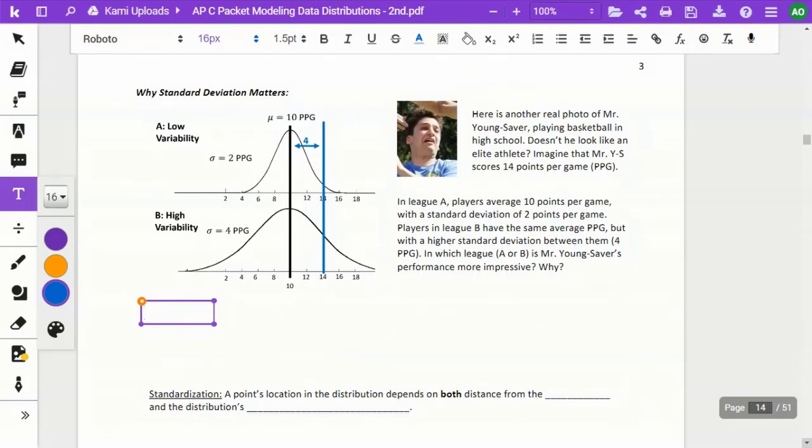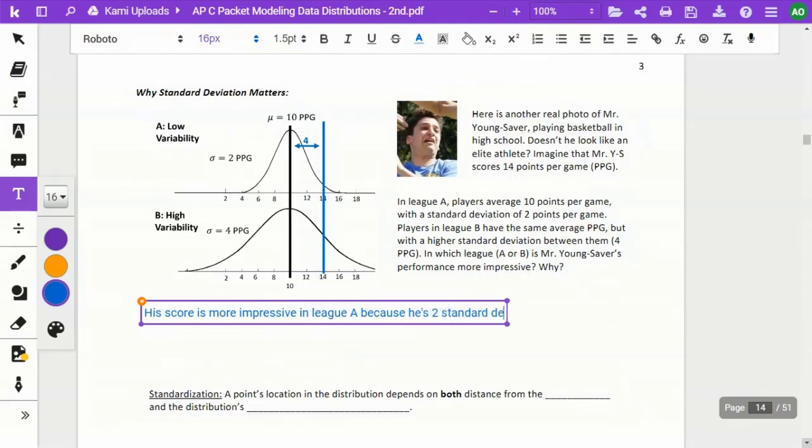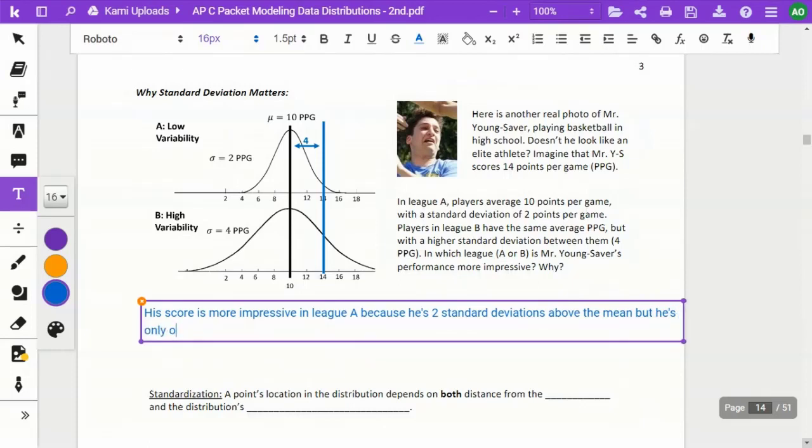His score is more impressive in League A compared to League B. He's 2 standard deviations away from the mean, but in League B, he's only 1. Because he's 2 standard deviations. I'm going to provide direction. Is it above or below? Above. Above, and above is good in this case. Wasn't that a beautiful answer?